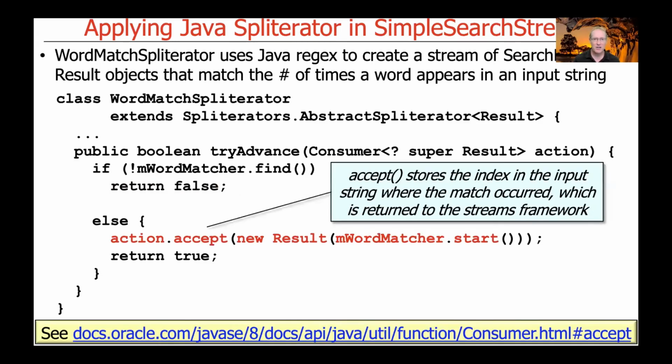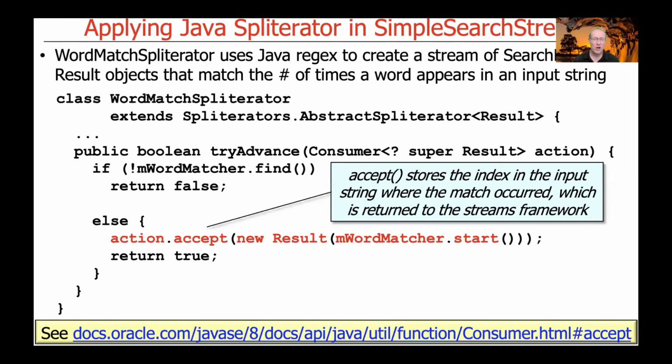In contrast, if there was a match, then what we want to do is go ahead and figure out where that match occurred. And the mWordMatcher.start method returns the index where the match occurred in the input. And we take that index and wrap it up into a result object that keeps track of the index plus some other metadata about the match.